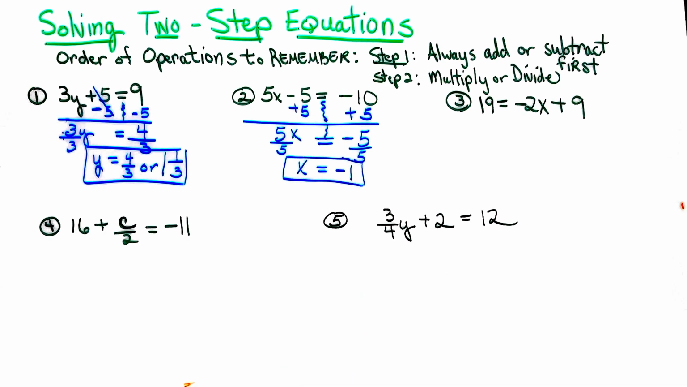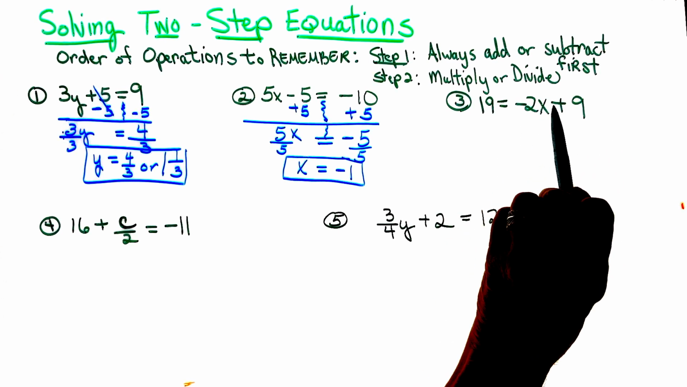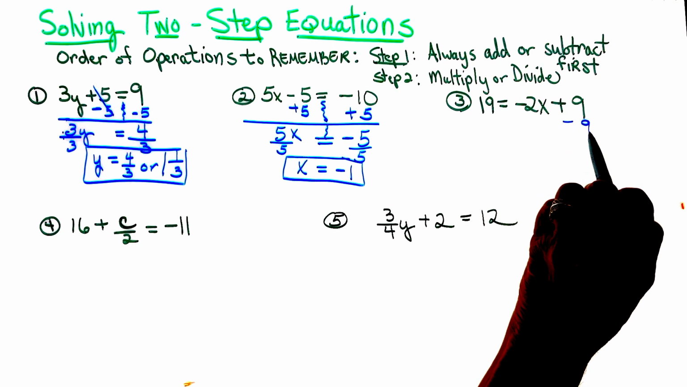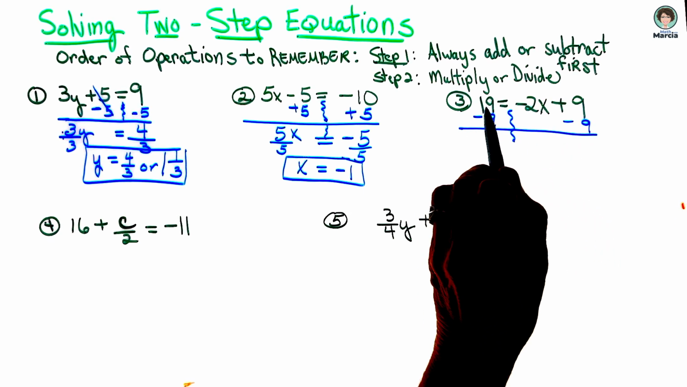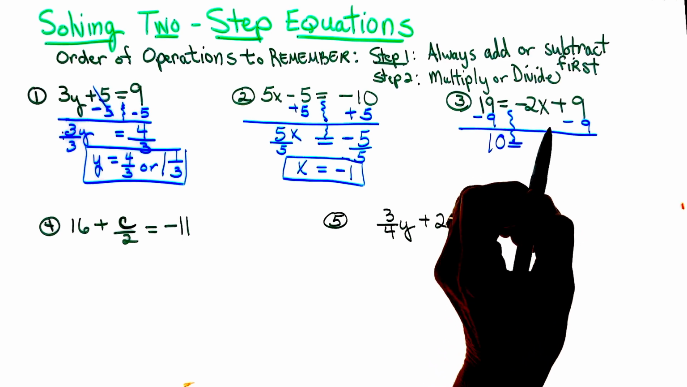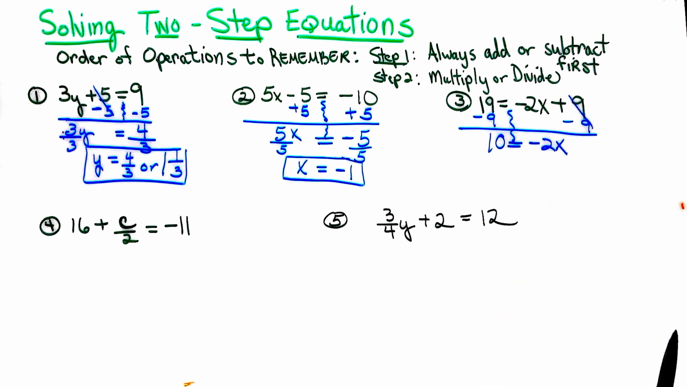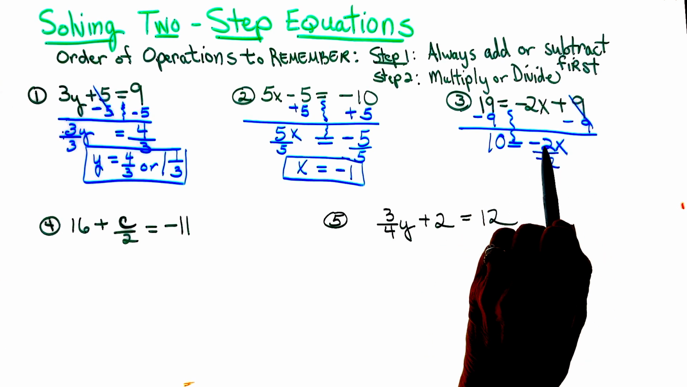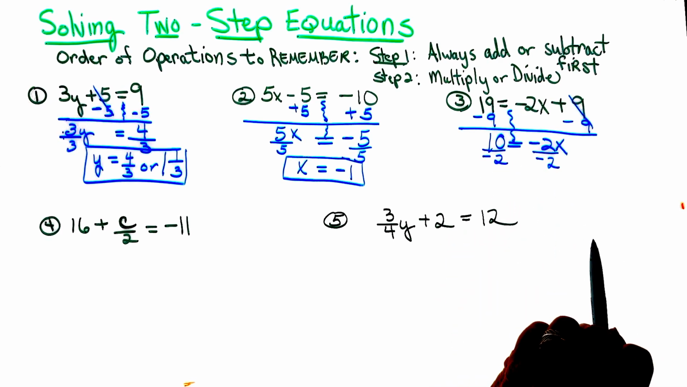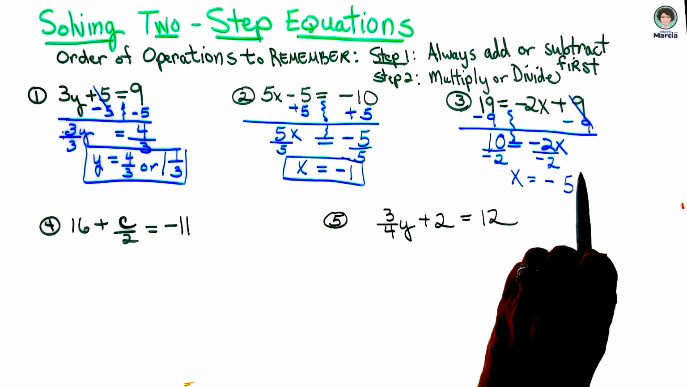All right, for number 3, we have 19 equals negative 2x plus 9. I'm going to add or subtract first. So remember, our goal is to get the variable by itself. So we're going to subtract 9 from both sides of the equation. And now I'm going to do 19 minus 9 is 10 is equal to a negative 2x. 9 minus 9 is 0. That was our goal, so we don't bother writing that. Whatever's beside the variable, this is multiplication, so we're dividing both sides by a negative 2. So when we do that, we end up with x is equal to a negative 5. 10 divided by negative 2 is negative 5.